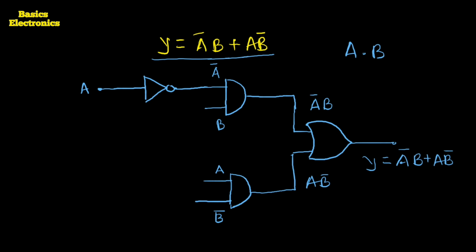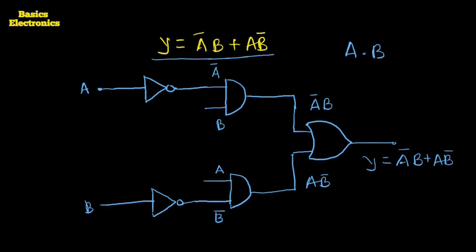On the lower side, again, we require B bar. So where do we get the B bar, or B complement? We get the B inverted by using the inverter, the NOT gate. So I am going to use one NOT gate here again. Here is the NOT gate. That NOT gate has an output, and that output is the B complement, B bar.